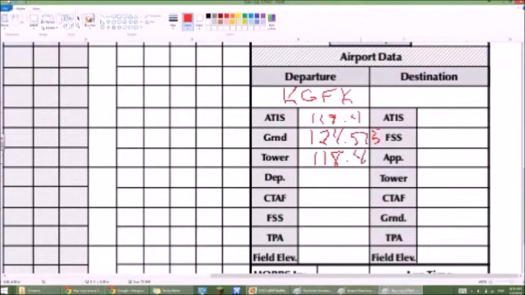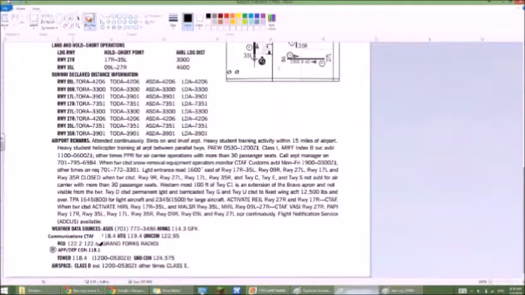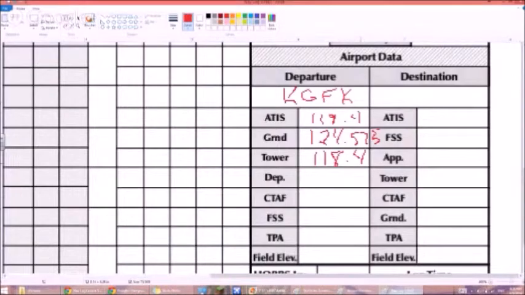And then our departure is located right here. And if you're going into Grand Forks, that'd be the same as the approach, which is 118.1, so we'll put that in this box right here. And if you're going into Grand Forks, it would go right here. Okay.